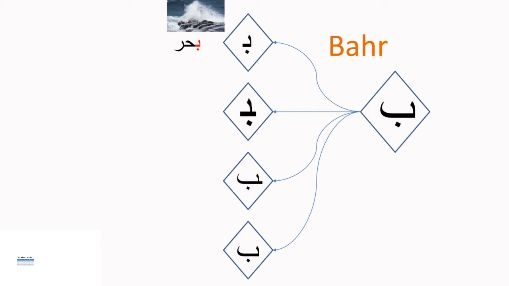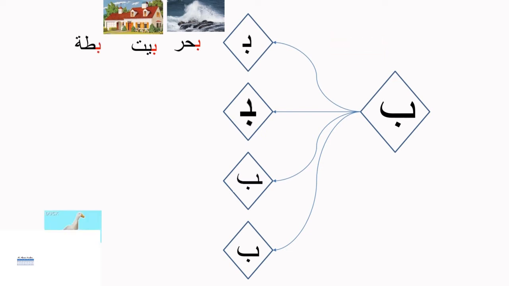Okay, the second example, bait. Bait means a house. And the third example, batta. Batta means a duck. Now again, the second letter in this word, ta, the sound is not available in English. We have T in English, but ta is coming actually from the back of the mouth, while T is coming from the front. Okay, so we'll talk about this letter later in more details in its own lesson.